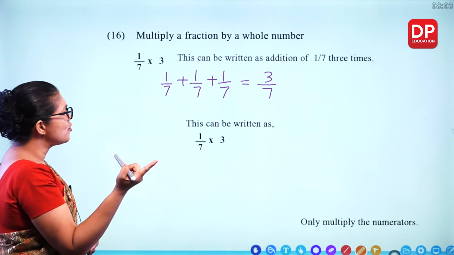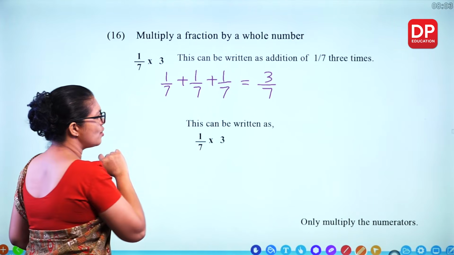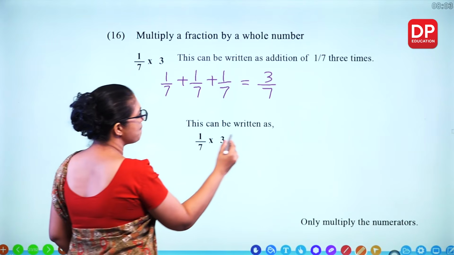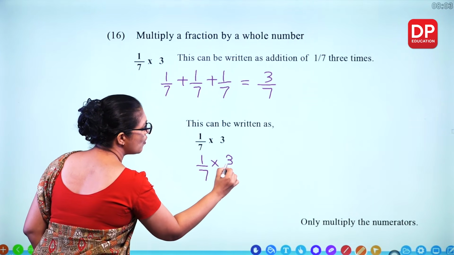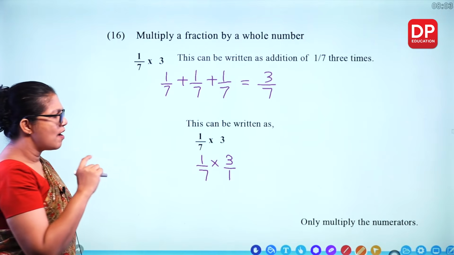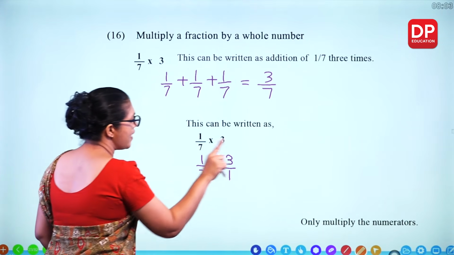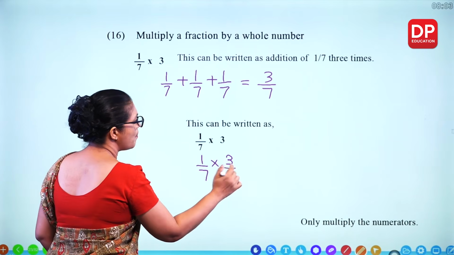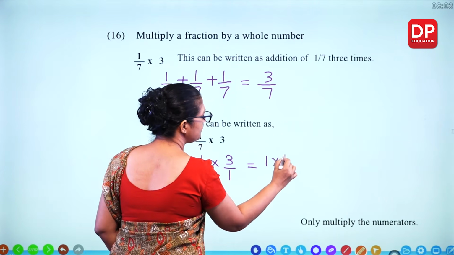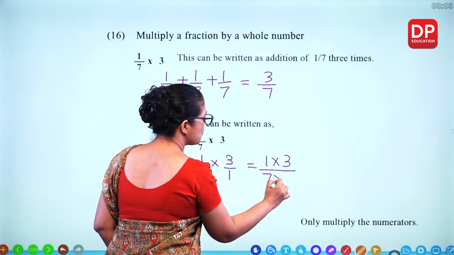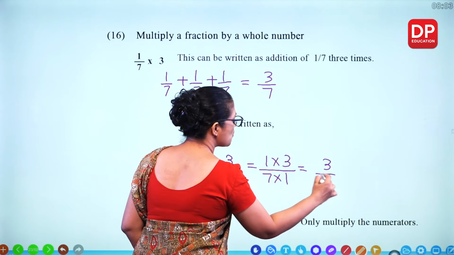So how can you do it in another way? We can write 1 over 7 into 3. Then I can write 3 as 3 over 1 as a fraction. Now we'll do numerator multiplication and denominator multiplication. 1 times 3 and 7 times 1. So 1 times 3, 3, 7 times 1, 7.